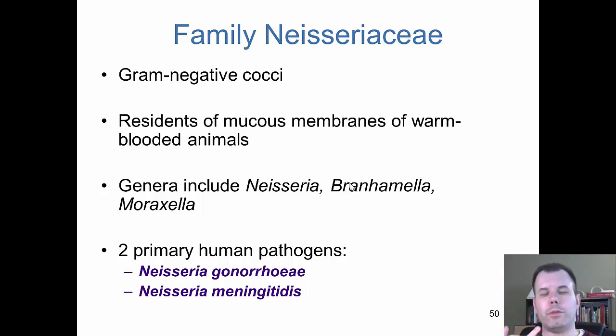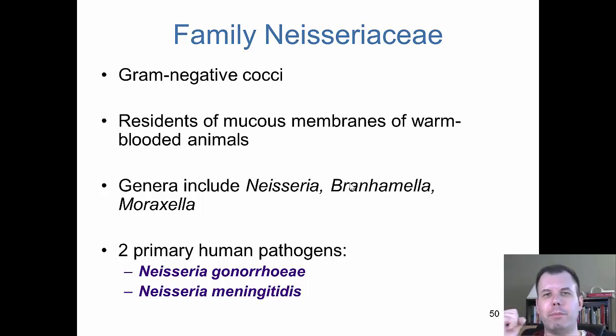These are residents of the mucous membranes of warm-blooded animals and includes Neisseria, Moraxella, and Branhamella, I think it is. And again, the two main pathogens we worry about are gonorrhoeae, which causes gonorrhea, and meningitidis, which causes most of the bacterial meningitis. So these are the two that we worry about the most. Again, the biggest difference between these guys and the other two is that these are gram negative.